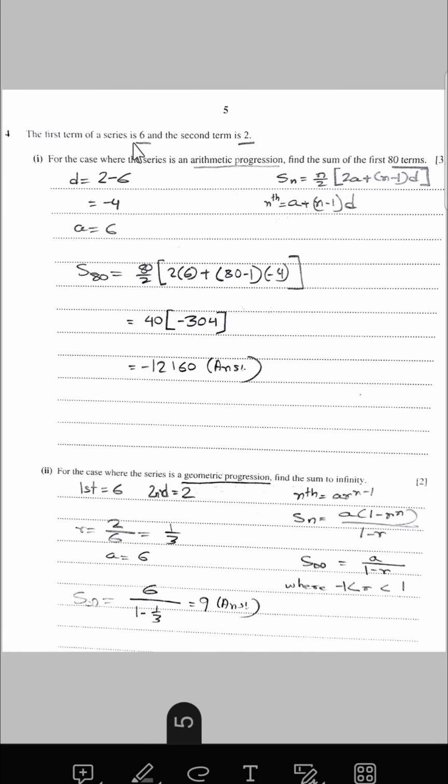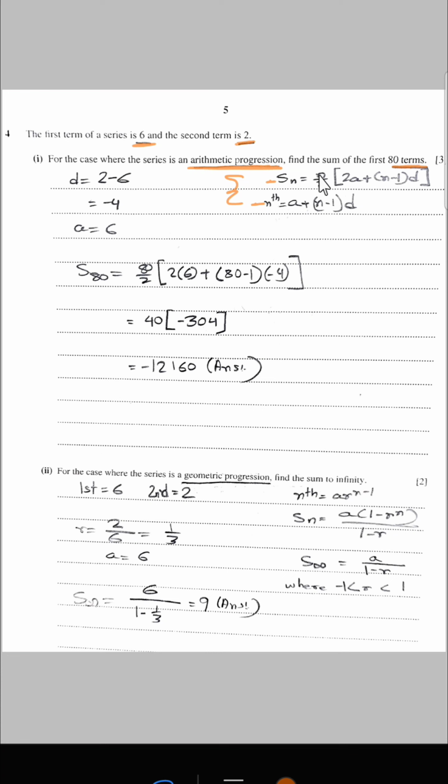The first term of a series is 6 and the second term is 2. So we have been given the first term and the second term. For the case where the series is an arithmetic progression, we know the formula for the sum to n terms, and for any nth term, that is given in the data booklet or at the front of the paper. Now we need to find the sum of the first 80 terms.